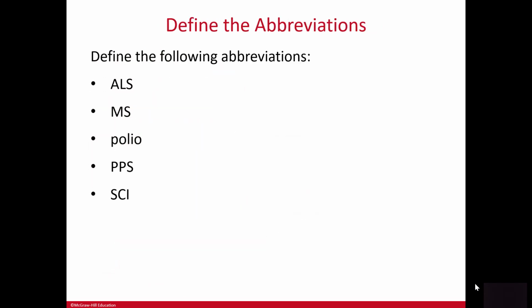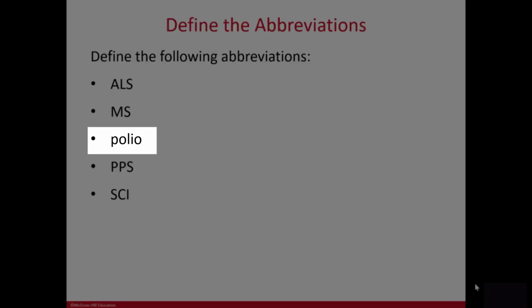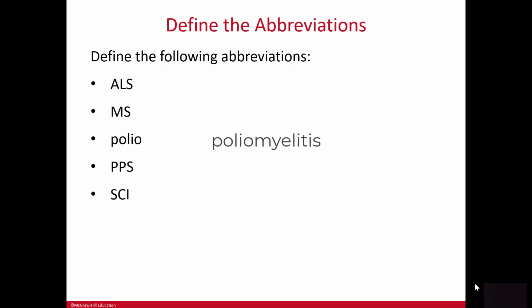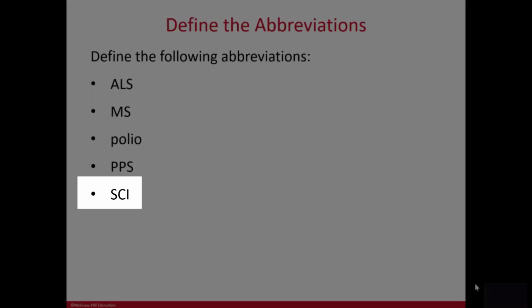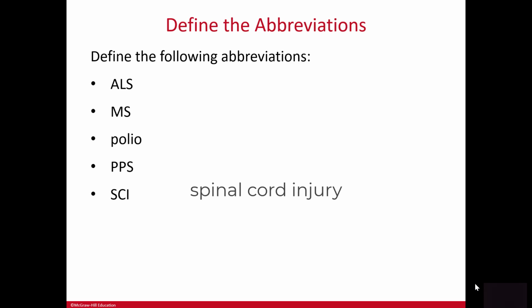And the abbreviations for this part of the chapter include ALS, which stands for amyotrophic lateral sclerosis. That's Lou Gehrig's disease. MS, which means multiple sclerosis. Polio, which is short for poliomyelitis. PPS is the abbreviation for post-polio syndrome. And SCI, which stands for spinal cord injury.